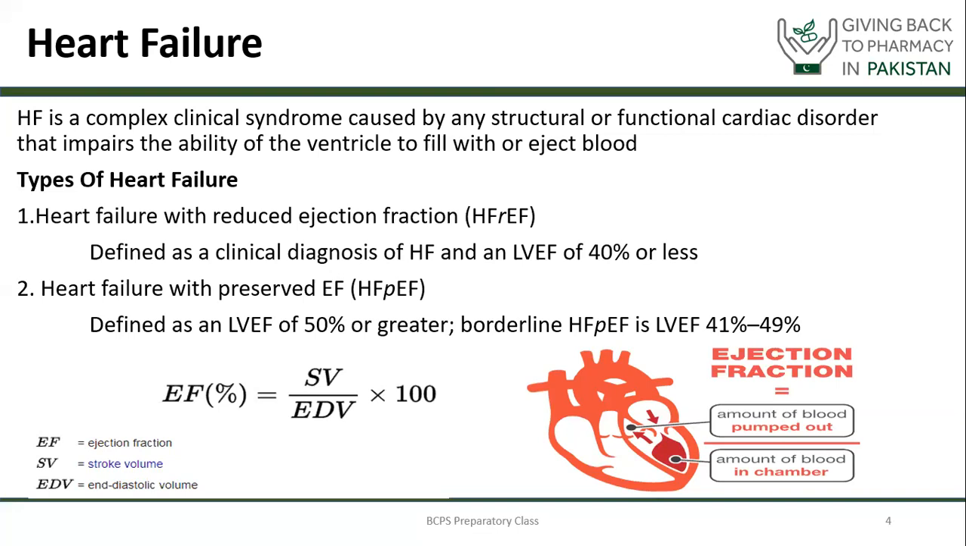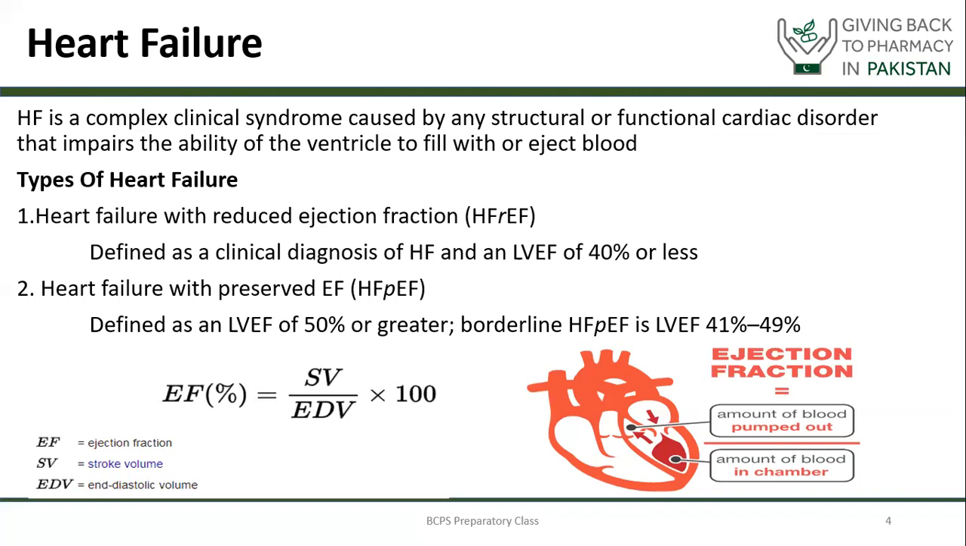In a healthy individual, it's almost 60%. And if it drops below 40% ejection fraction, we will discuss in detail what the ejection fraction is. Ejection fraction, as a percentage, is stroke volume divided by end diastolic volume, multiplied by 100.